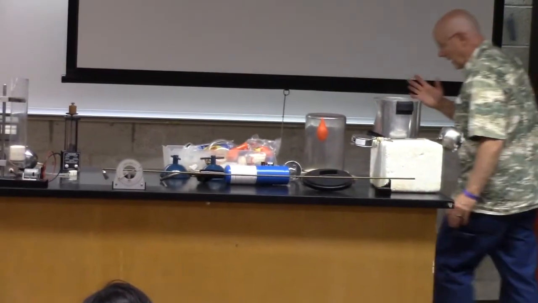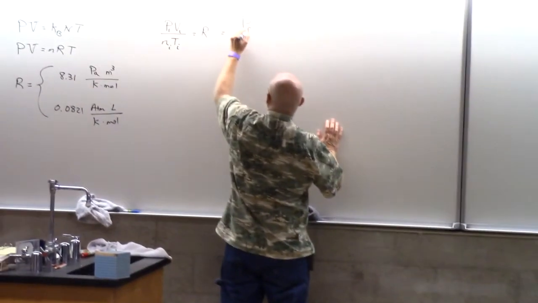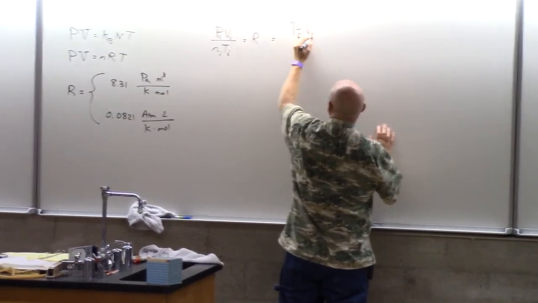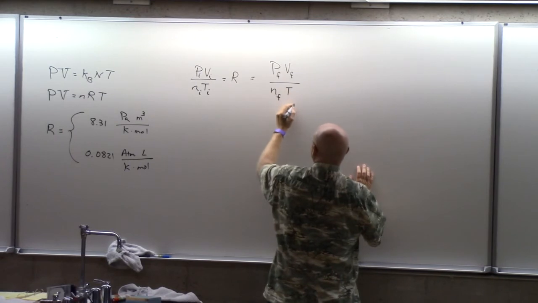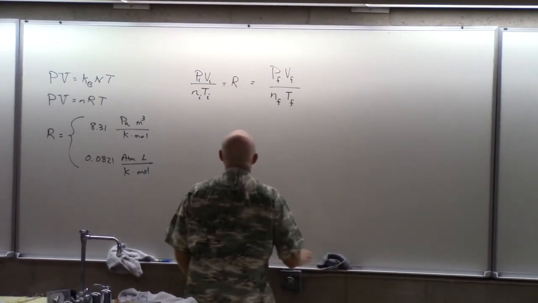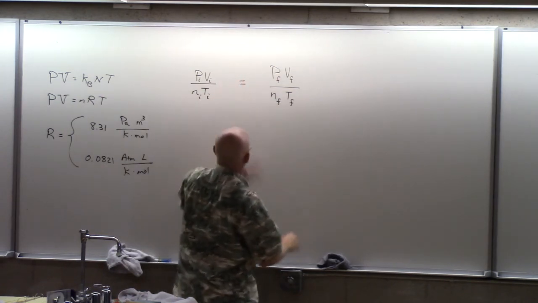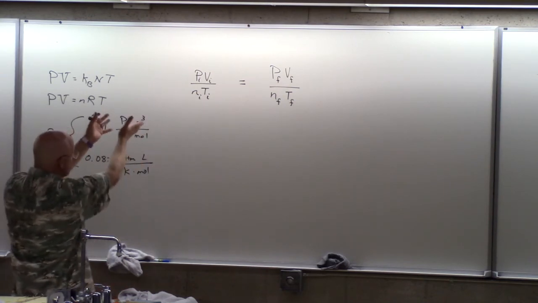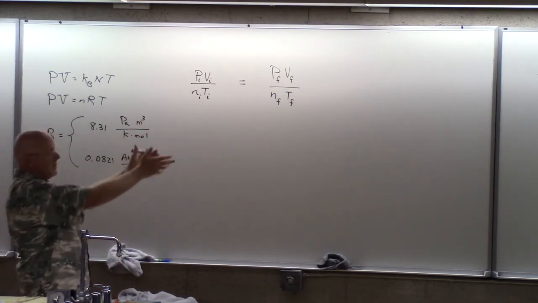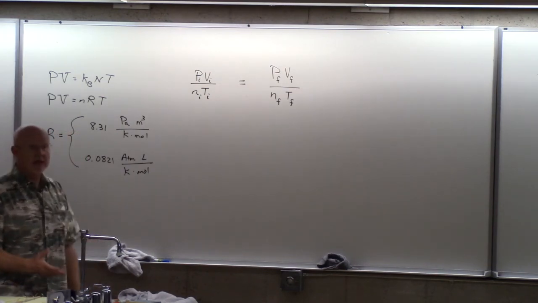And so I have what I like to describe as a final pressure, a final volume, a final number of molecules, and a final temperature. And so if I just ignore the R altogether, I don't have to even worry about the R. I can just say my initial is equal to the final. And then we can change it as needed.